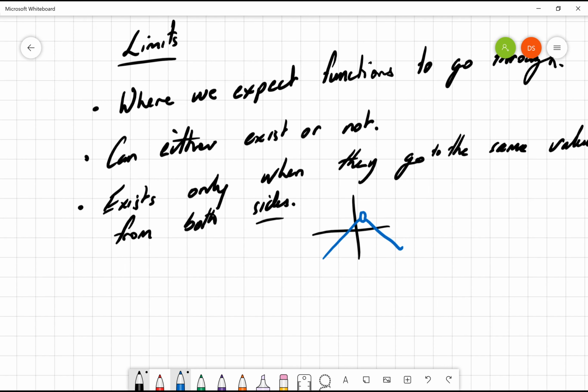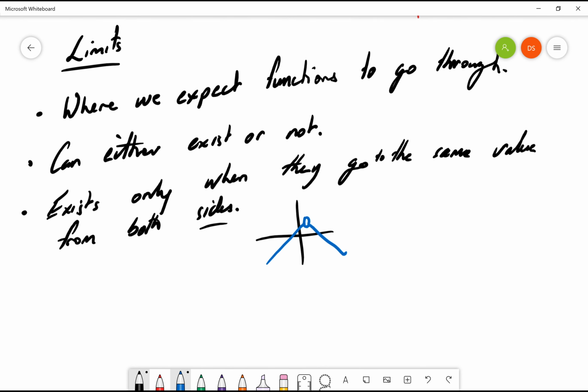But that's what limits are, right? So they either exist or they don't. They only exist when they go through the same value. Okay. Now continuity. Continuity is another cool idea.